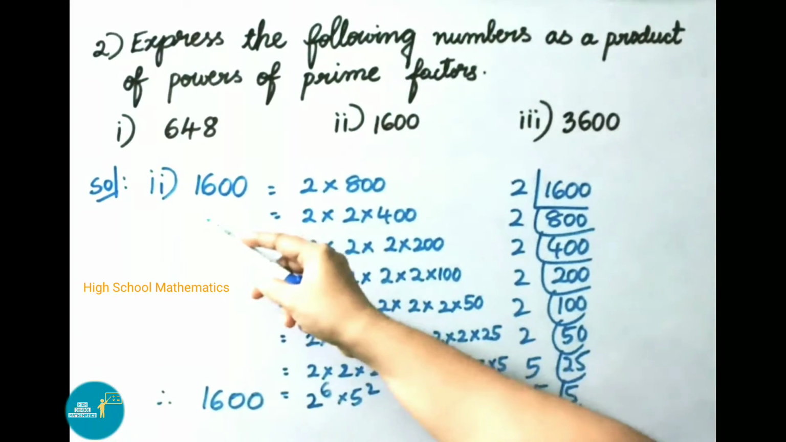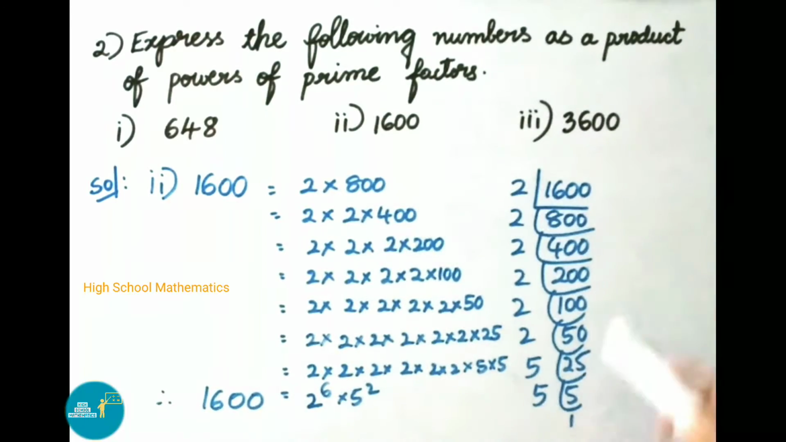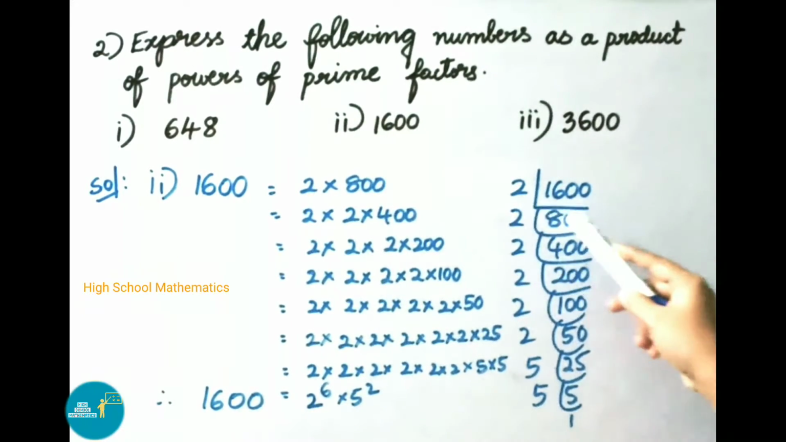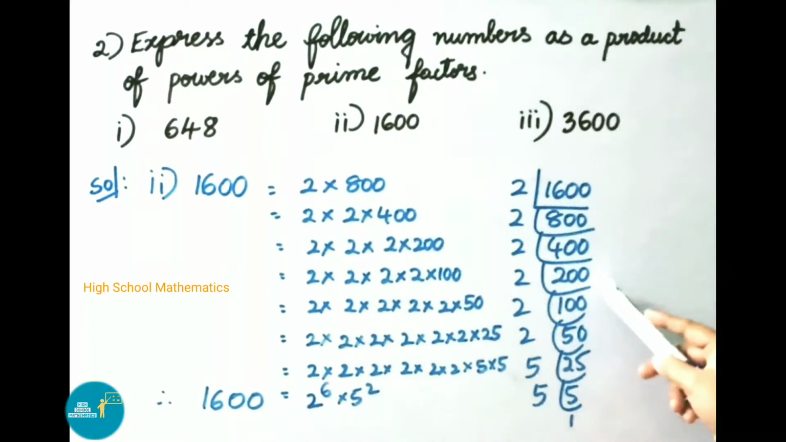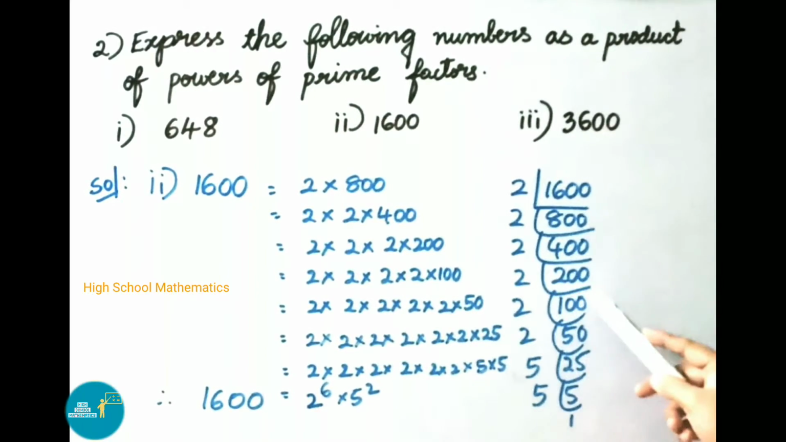See now second question, second sum 1600. First we have to do LCM. 2 table 800 times 1600. 2 table 400 times 800. 2 table 200 times 400. 2 table 100 times 200. 2 table 50 times 100, 2 table 25 times 50, 5 table 5 times 25 and 5 table 1 time 5. Now let us write in prime factorization method.